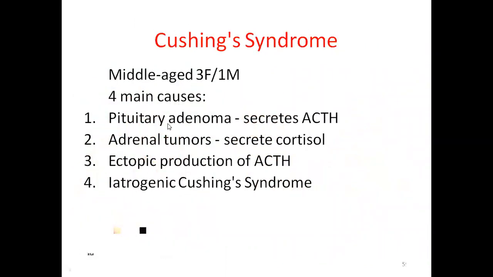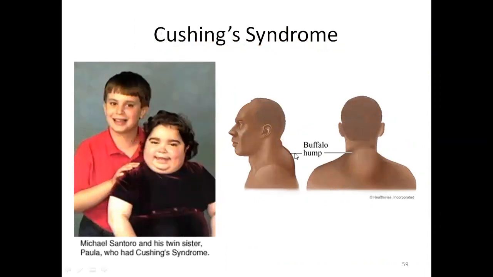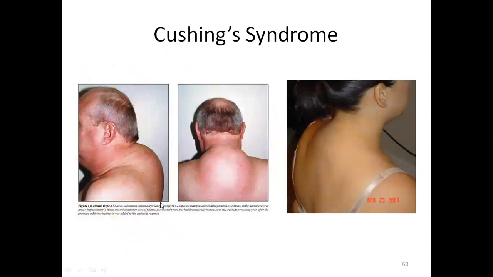The causes of Cushing syndrome may be pituitary adenoma, adrenal tumors, ectopic production of ACTH, or physician-induced Cushing syndrome due to certain drugs, which is iatrogenic. You can see the buffalo hump. Okay, you can see the twin sisters, one of whom is having Cushing syndrome. Cushing syndrome, buffalo hump, dysarthria.